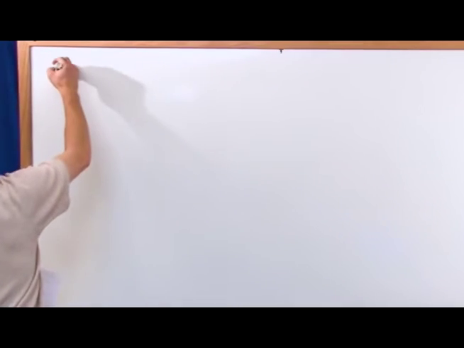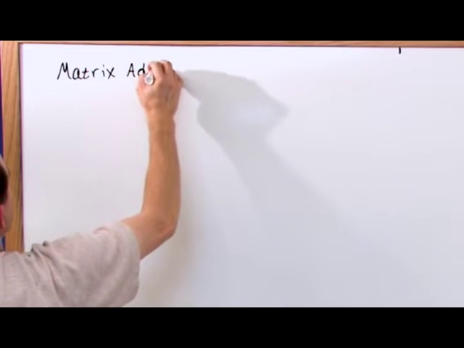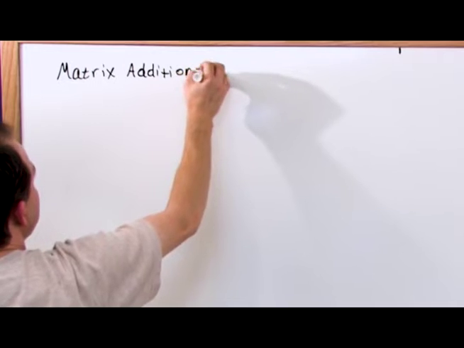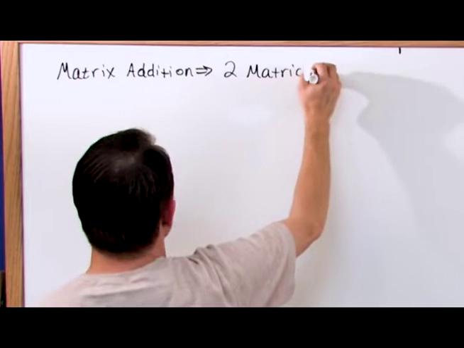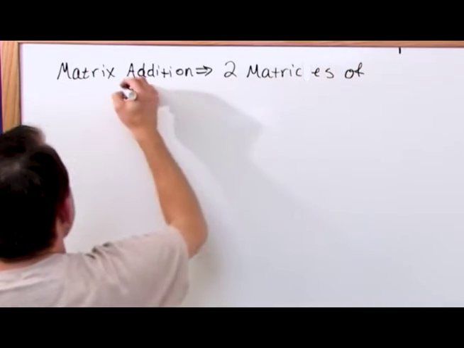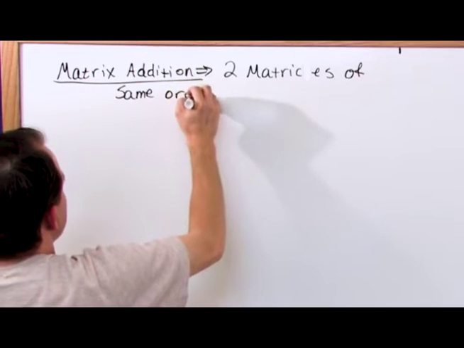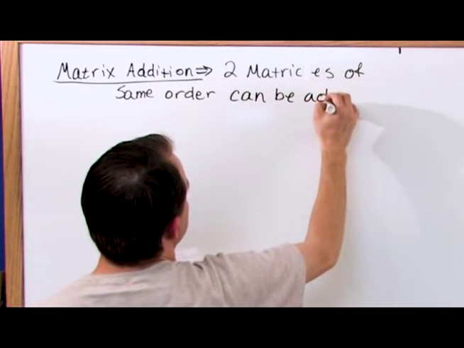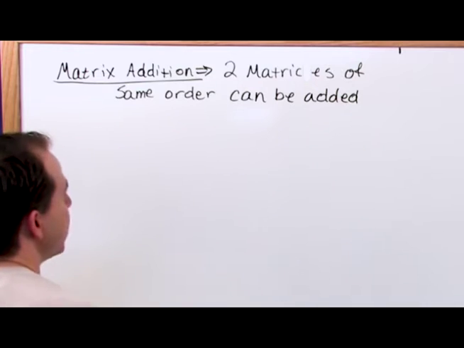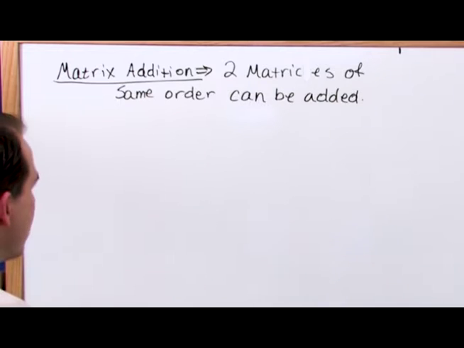So for matrix addition, this is what you need to know. Two matrices of the same order, let me underline this right here, can be added. That's exactly what I said a minute ago. They have to have the same size and shape. Remember, the order is just the number of rows and number of columns, so they have to have the same number of rows and columns in order to add them.